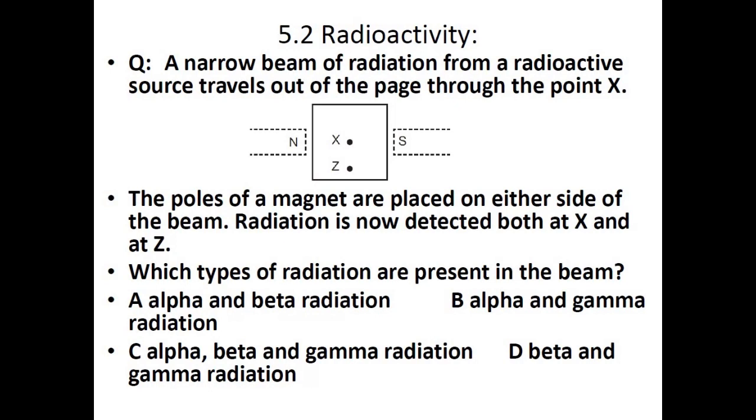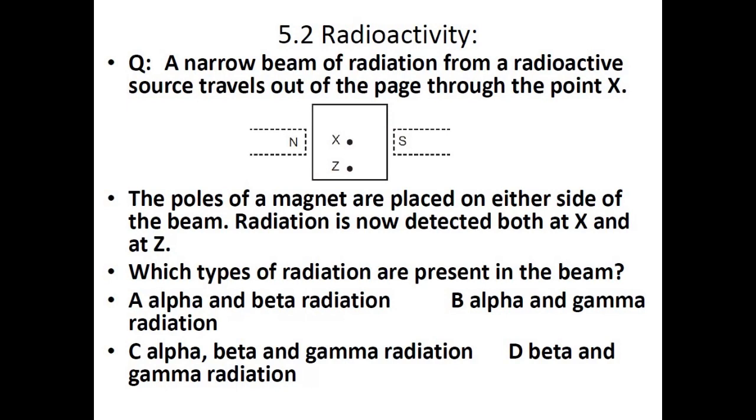First of all, we'll check for alpha radiation. If point X has stayed without any changes, that means gamma radiation is present, as it is not deflected by any electric or magnetic field. A new detection at Z means either alpha or beta. So we are just going to use Fleming's left hand rule.